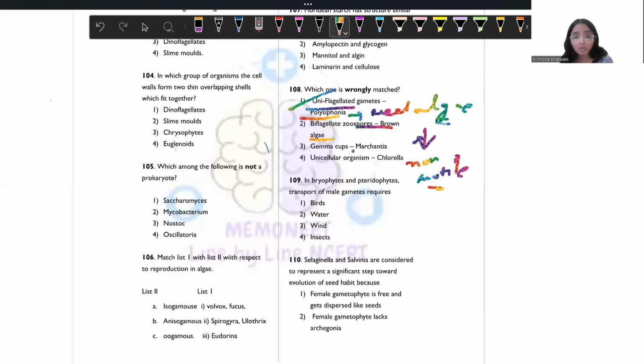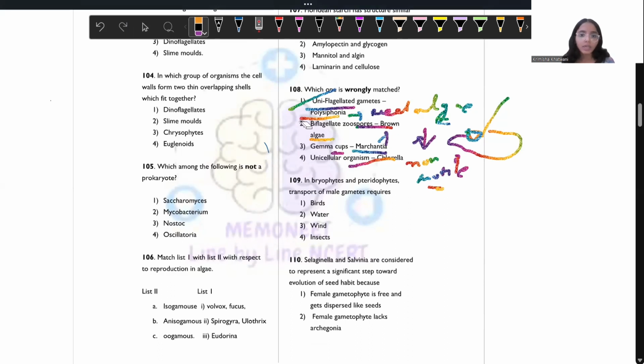Let us see the next option. Marchantia, gemma cup. Yes, gemma cups are the characteristic feature of Marchantia. If you remember, they look like this on the Marchantia body. See, these are the gemma cups. Marchantia is a bryophyte. Next, unicellular organism, Chlorella. Yes, Chlorella is unicellular.